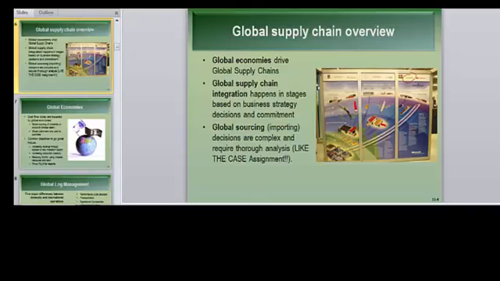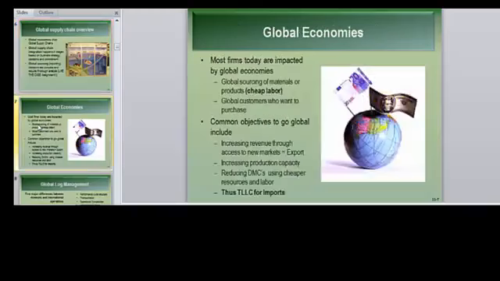Global sourcing or importing, those decisions are complex. Remember, we get into all the nuances of culture and trust, and they require thorough analysis, like the case that you're doing in the course. So we want the decisions to be based on data and quantitative, and we also want to use common sense and our experience in what the total true costs are, both TLLC and any hidden costs that may occur. And we'll get into that a little bit later on.